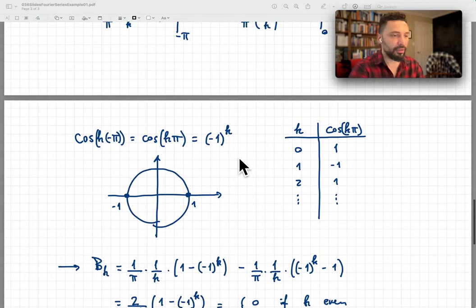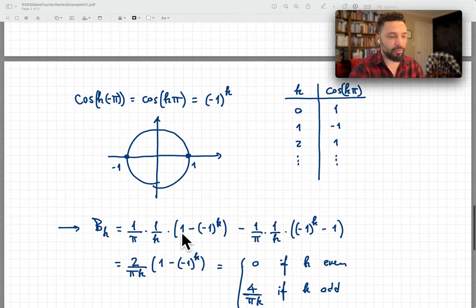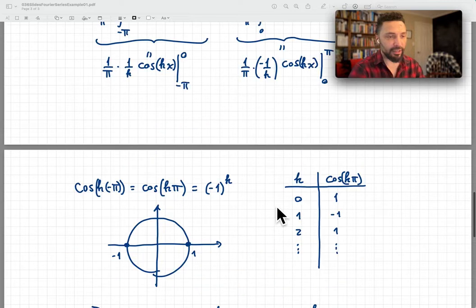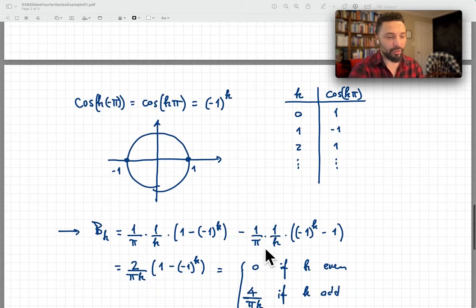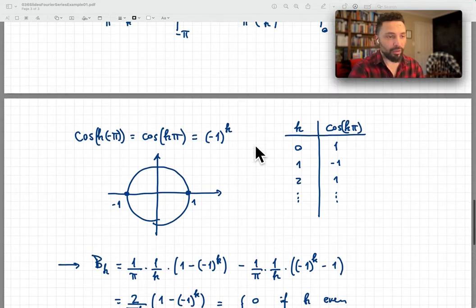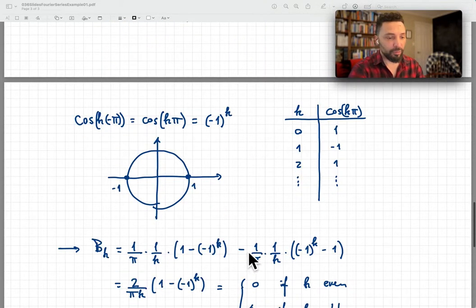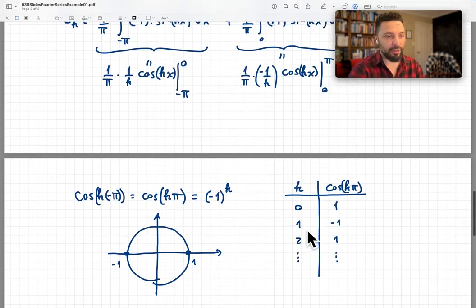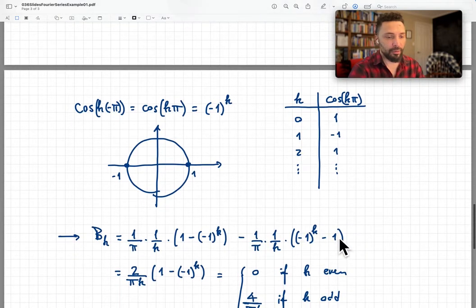The full result corresponding to each of these terms is 1 over pi, 1 over k, 1 from the cosine of 0, minus (-1)^k from this guy. And then for the other guy, evaluating between pi and 0, we get minus 1 over pi, 1 over k, times (-1)^k minus 1. And so we have this minus sign here, it was written here, and then (-1)^k comes from evaluating at pi, and then the 1 comes from evaluating at 0, this 1 here.